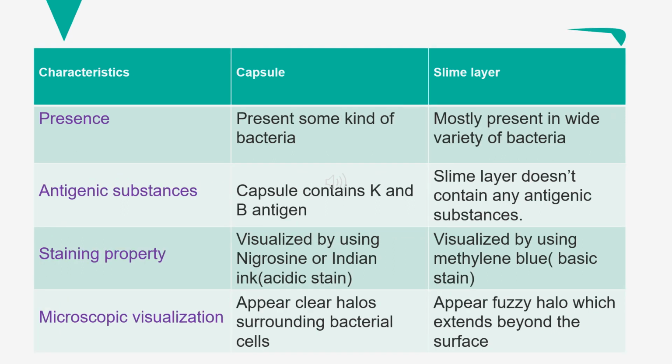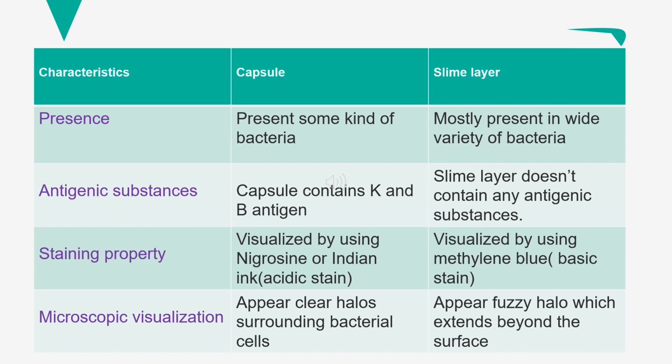And now its presence. Capsule is present in some kinds of bacteria, but slime layer is mostly present in a wide variety of bacteria. Next is antigenic substance. Capsule contains K and B antigen, which is responsible for its antigenicity. And slime layer doesn't contain any antigenic substances.